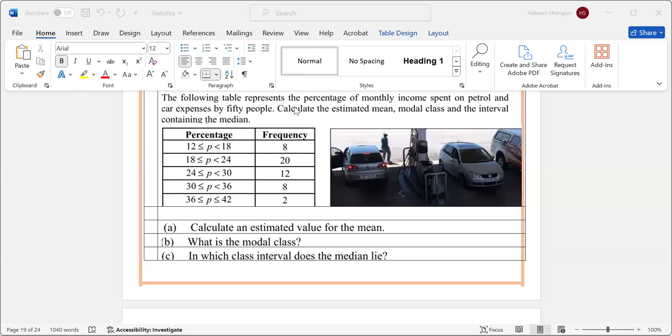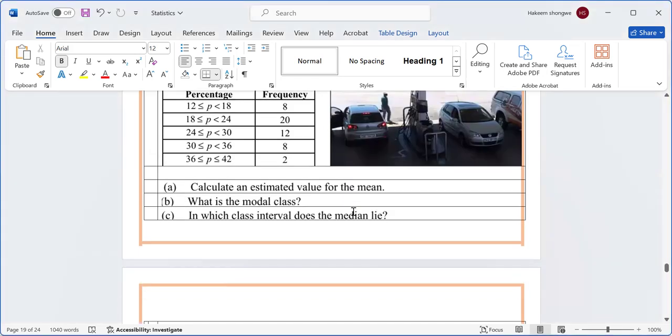How to calculate the mean? We're going to do it without the use of a calculator, and then we're also going to do it with the use of a calculator. Let's start without a calculator. Usually they will do something like this.